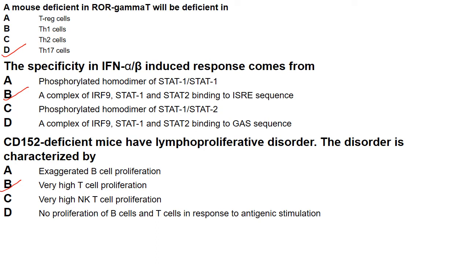Then CD152 deficient mice have lymphoproliferative disorder. The disorder is characterized by very high T cell proliferation.